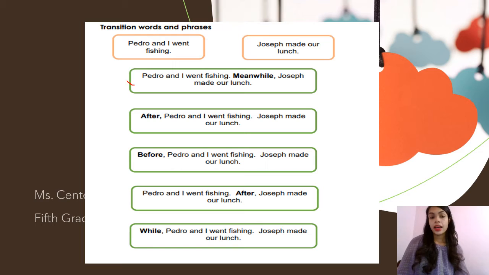Pedro and I went fishing. Meanwhile, Joseph made our lunch. So we have the two ideas. Pedro and I went fishing. And the second idea is Joseph made our lunch. So we use the word meanwhile to glue those two ideas together so it makes more sense.